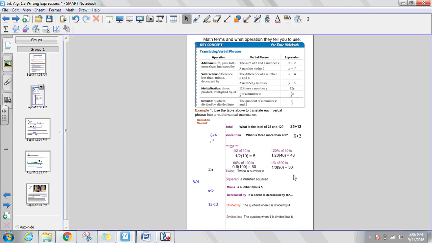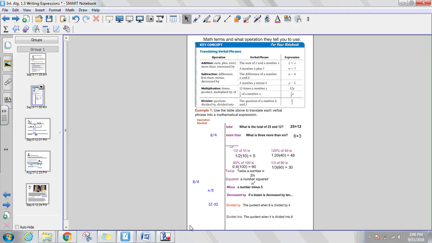I got a few left. Twice. Ooh, that's not listed in the table. But if I'm saying 2 times a number, that's the same as saying twice. So 2 times the number n would be 2 times n, or 2n. If I have squared, a number squared, so we'll call that number n, that's also multiplication. You're saying n times n, or we can write it as n squared using that vocabulary word, squared.